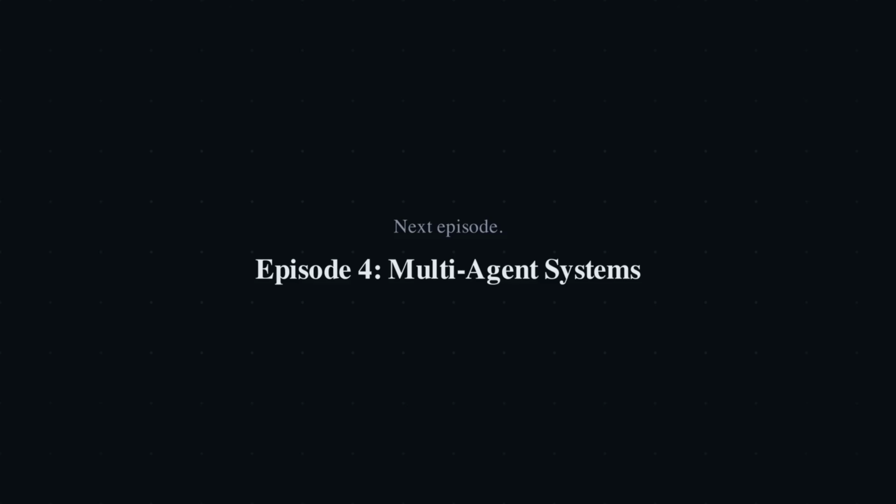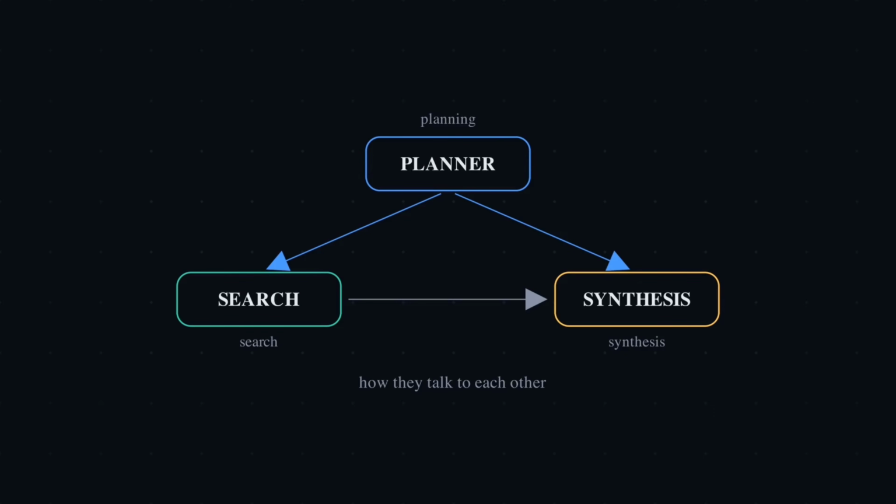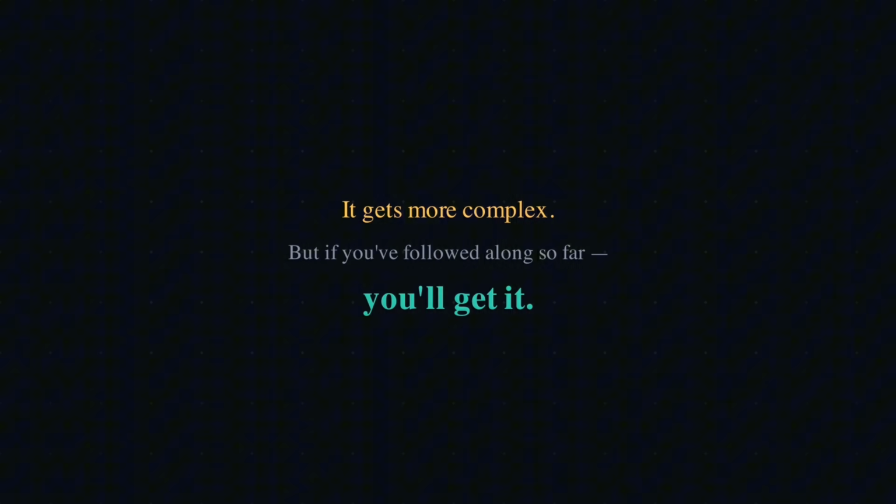Next episode, episode 4, is on multi-agent systems. One agent for planning, one for search, one for synthesis, how they talk to each other, how to make them work as a team. It gets more complex. But if you have followed along so far, you will get it.